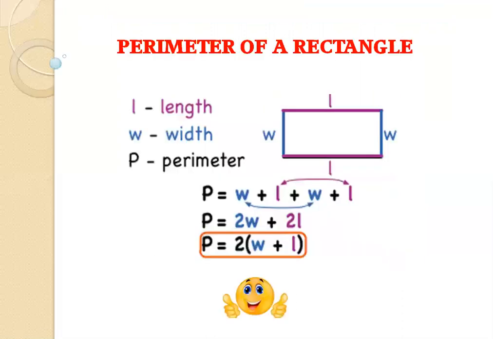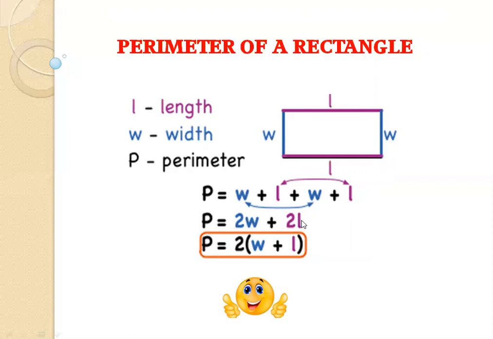And I can also use the formula method. That is using my formula to calculate the perimeter of a rectangle. So if I want to use my formula method, this is what I'm going to do. Perimeter is equals to, remember we said is what? The addition of all the sides. So this will be the width plus the length plus the width plus the length. So by the time I have this together, I have 2 widths and I have 2 lengths.